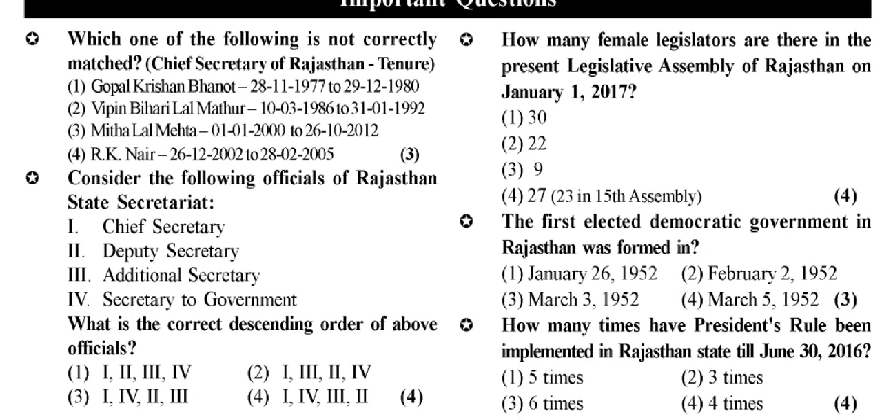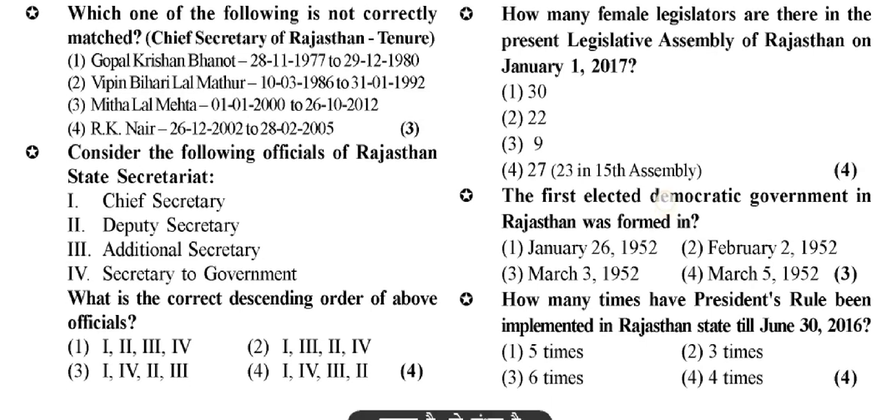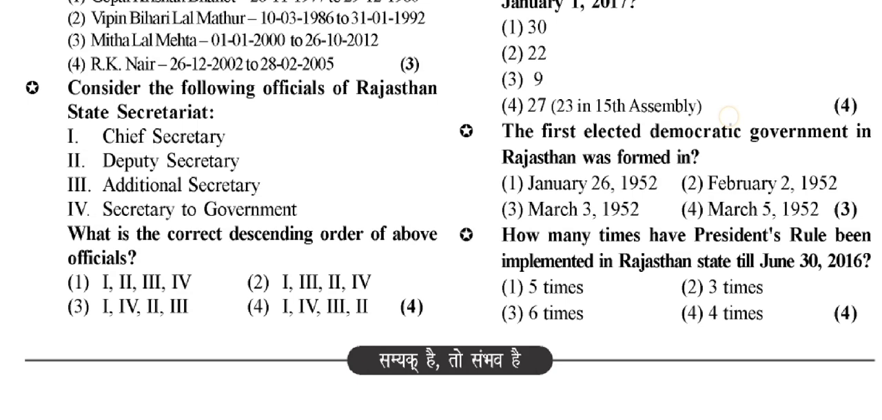Which one of the following is not correctly matched? Chief Secretary of Rajasthan with tenure. So Mithalal Mehta's tenure is not matched. Consider the following officials of the Rajasthan State Secretariat. What is the correct descending order of the above officials? The descending order is: first Chief Secretary, then Secretary of Government, then Additional Secretary, then Deputy Secretary.